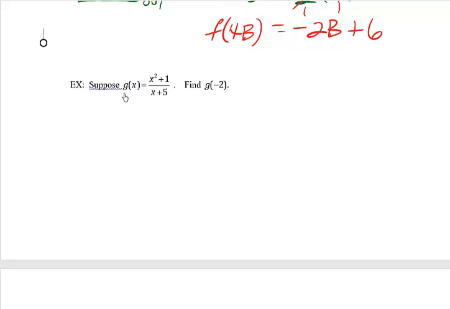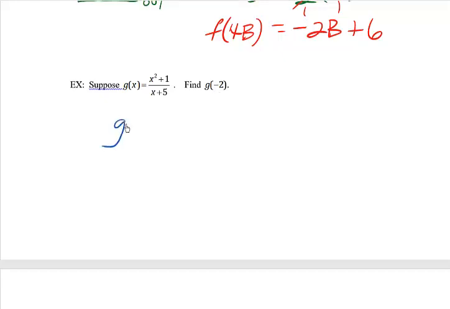And g of x is a lot more complicated. This is kind of a messy function. We'll do equations like this later on in the course. This is certainly not linear, but the same principles apply. I have a function and I'm being asked to stick something into it and see what comes out. Well, it's the same approach we were using before.